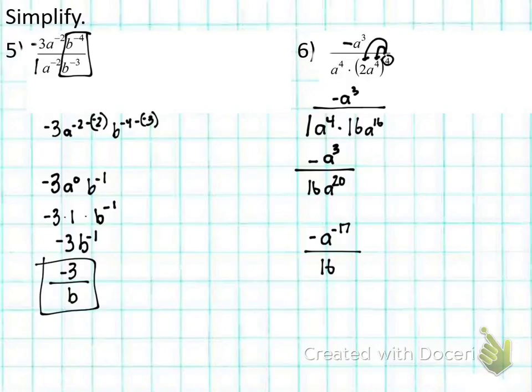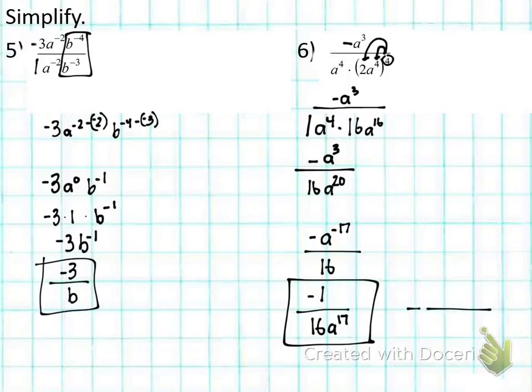Okay, we know we don't like negative exponents, so this is like saying negative 1 over 16a to the 17th power. So this is an answer. I'll also take the negative sign in the front of the whole fraction, which looks like this. It's the same answer, just a different way to look at it. Okay, these are both the same thing. I'm just moving that negative sign. Okay.